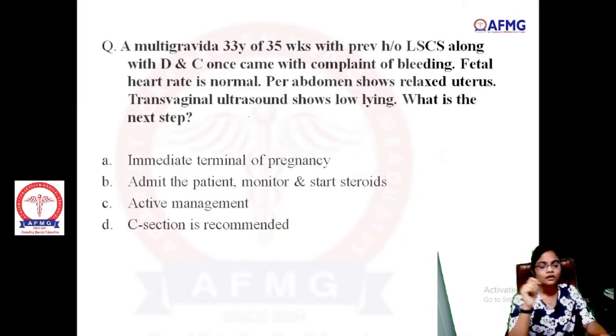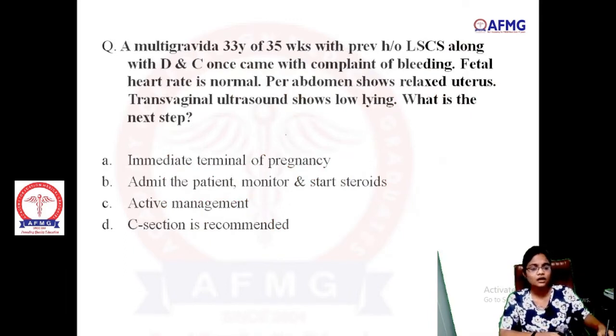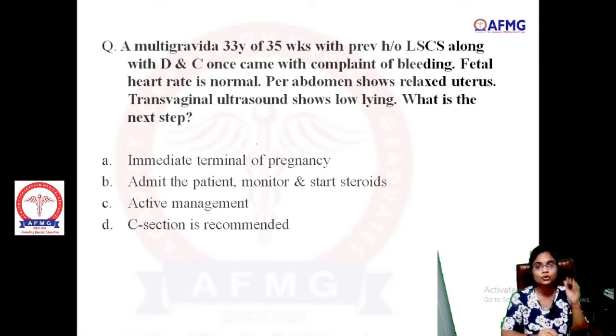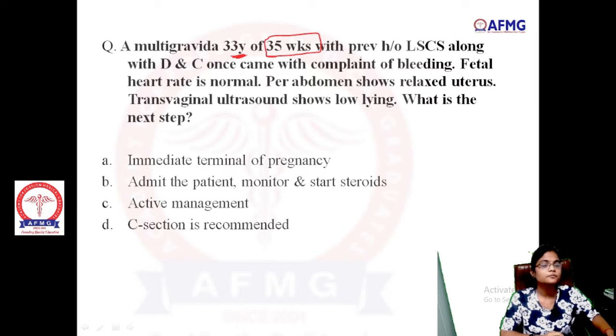Right. Now there is a question which I want you to read and answer. A multigravida, 33 years old. Please, when you are reading the question, always note down and pick up the points where you can see the clues. So, 33 years old and 35 weeks of gestation, with previous history of LSCS along with DNC done once. She came with a complaint of bleeding. Fetal heart rate is normal.